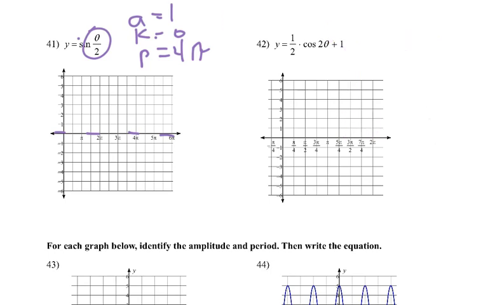Okay, so I start on the midline on the y-axis right here. I end, instead of at 2 pi, I stretch it out to 4 pi. Then halfway between 0 and 4 pi is 2 pi. Halfway between that, at pi, I go up 1. Halfway between 2 pi and 4 pi, at 3 pi, I go down 1. And there's my new function.